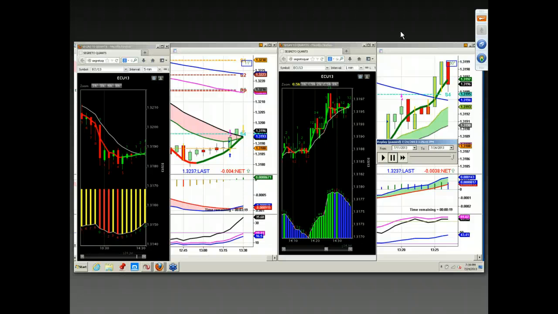Robert wants to know what is the symbol on Segredo for the Aussie dollar. It's ADU 13. Dan wants to know when I trade. 6 p.m. Central Standard Time to whenever I get my 3 ticks.